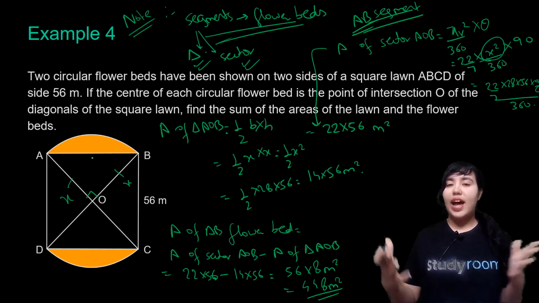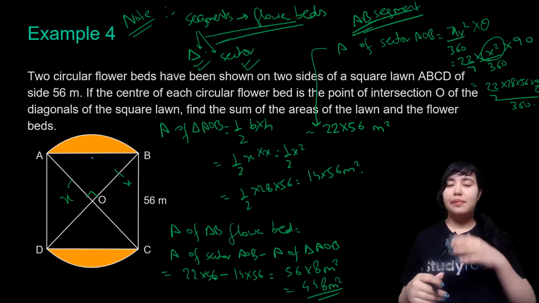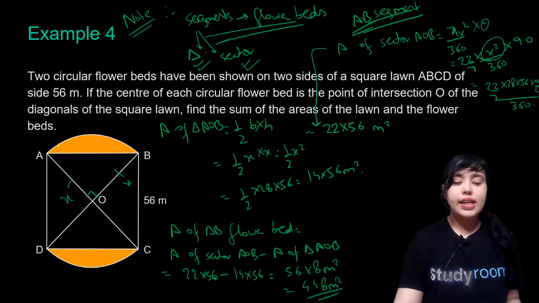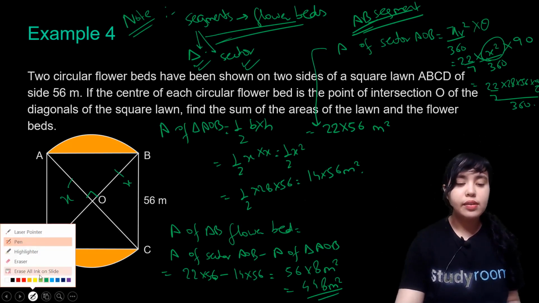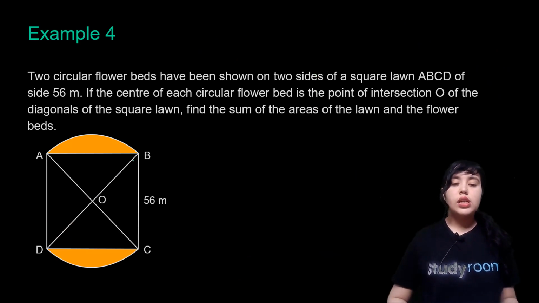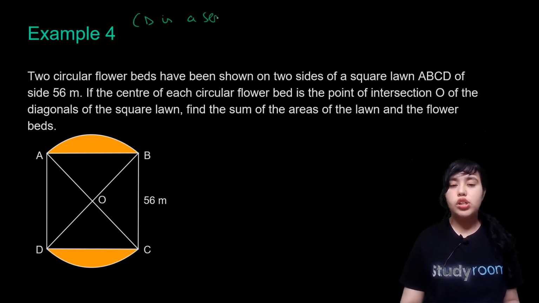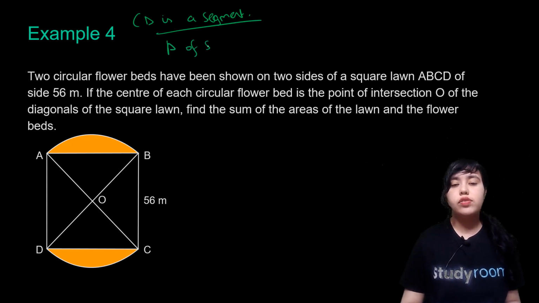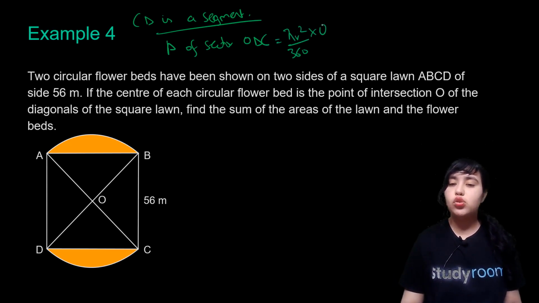Now in a similar fashion, I want you to find out the area of the flower bed CD. Exactly on the same lines we will be working. So here also if you notice CD is a segment. So this flower bed is also a segment. So here you need to find out the area of sector ODC. Okay, that will be what? Pi r square upon 360 into theta.